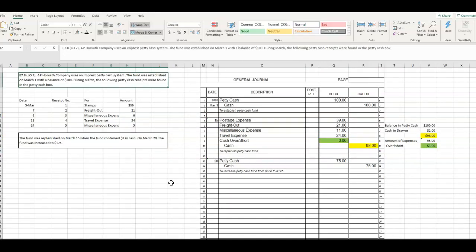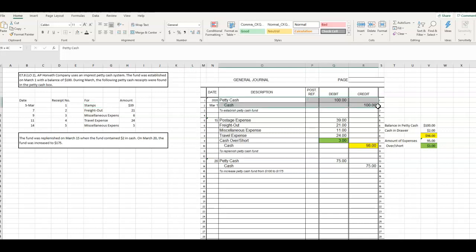You need to be able to make these entries, and this was petty cash again. We didn't establish the fund or anything. We're just showing how we make the entries. Establish the fund for $100. We have these expenses: stamps of 39, freight out of 21, miscellaneous of 6 and 5. We're going to add those together.